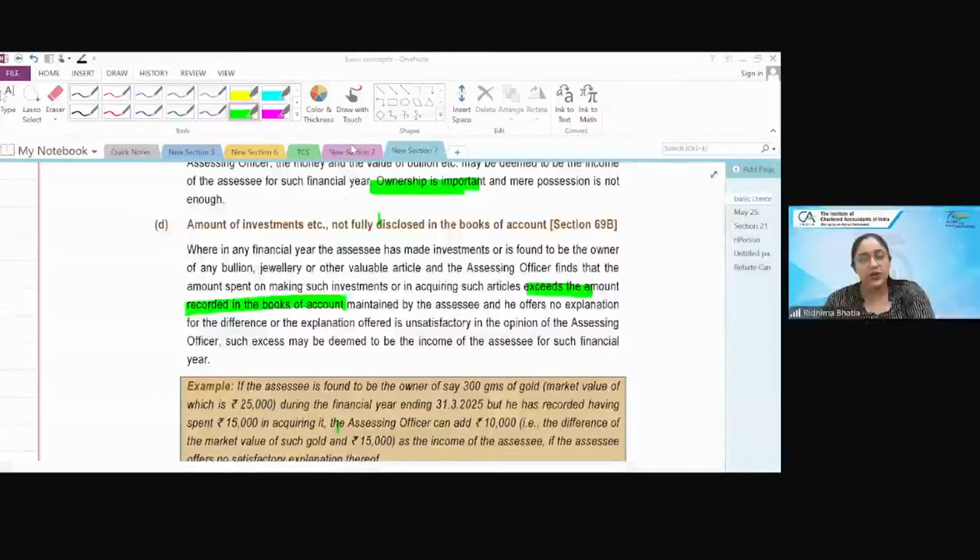Now the hundi part is left. Always the onus to prove that the investment is correct is basically on the assessee, on the thing of fair market value. The Assessing Officer will not do it by themselves. They will obviously judge based on the fair market value.